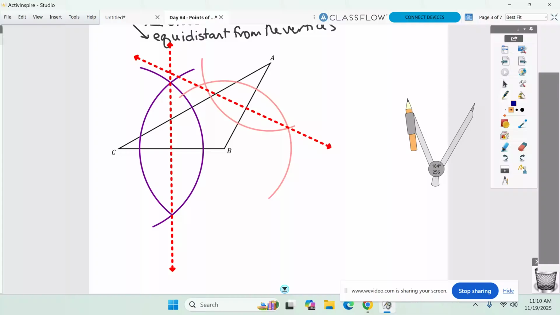Just do two, just do two. Put your compass on a point, open it up more than half the distance, swing a big arc, go to the other point, swing the same arc so you have two points of intersection.